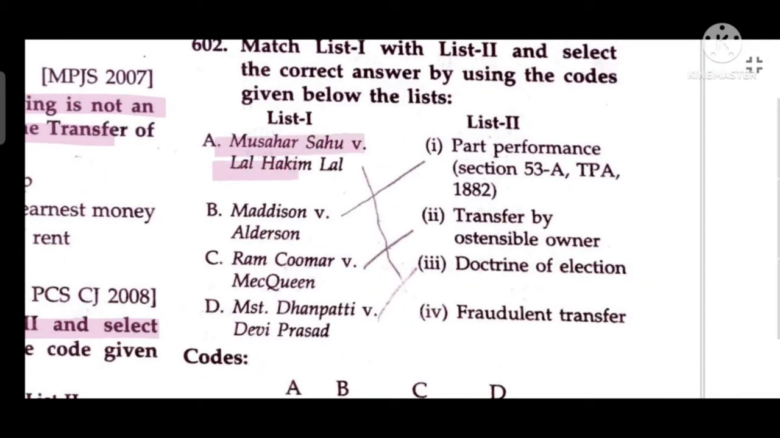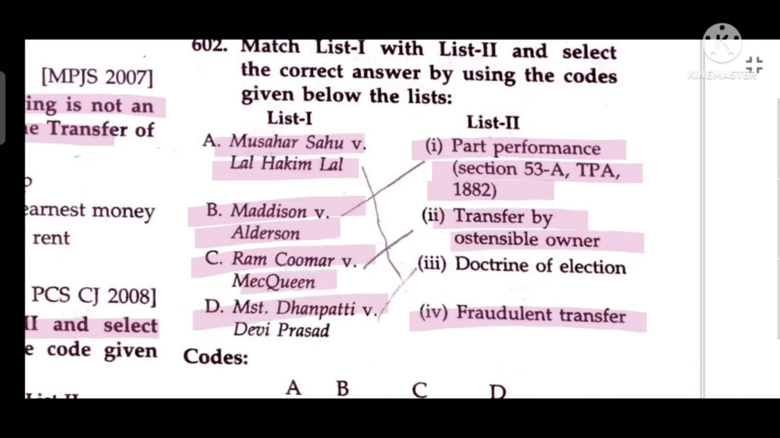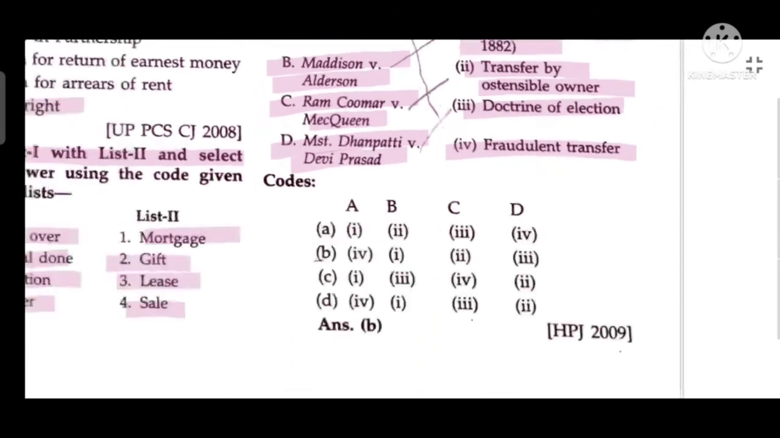Mashhoor Sahu versus Lal Hukum Lal, fraudulent transfer. Madison versus Alderson, part performance under section 53 of the Transfer of Property Act. Ram Kuwar versus McQueen, transfer by ostensible owner. Mrs. Dhanpati versus Dev Prasad, doctrine of election.